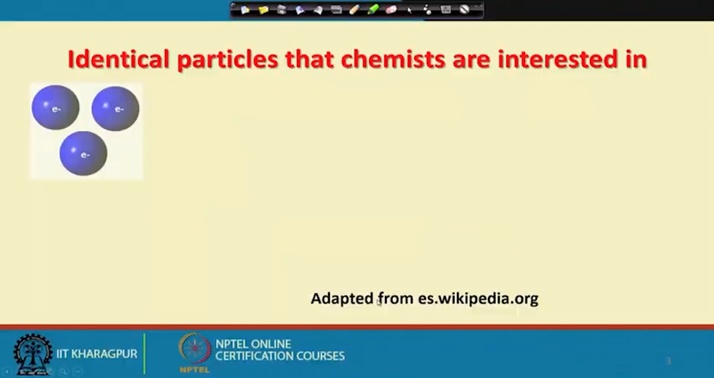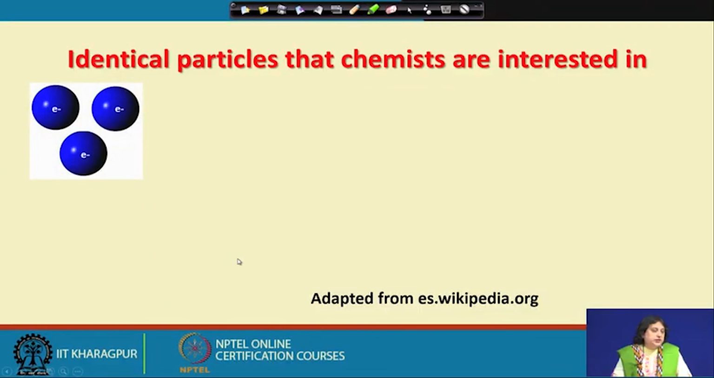Now, the chemists deal with certain types of systems, and there are certain particles that they are always thinking about. So, let us have a look at the kind of identical particles that are of interest to practicing chemists. Of course, the first choice that comes to your mind are the electrons. Chemists work with electrons, and this is a cartoon representation of electrons, where I have represented by these spheres the typical electronic cloud, a symmetric electronic cloud, probably characteristic of a 1s electron.